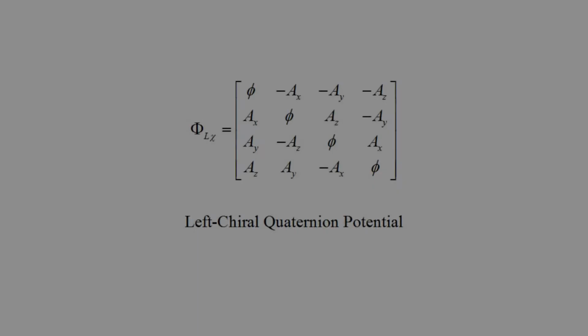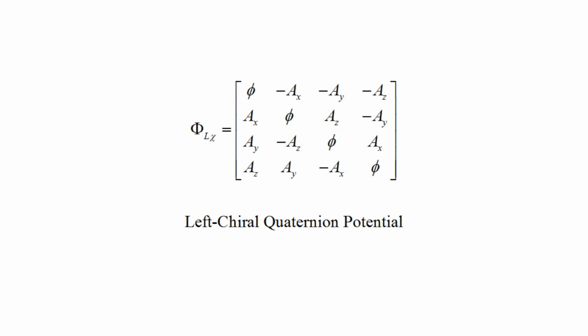Let me remind you that under the inner product operation within particle physics, a quaternion can be written as an ordered pair of complex numbers. So if you like, you could take the view that we are inserting a Pauli spinor into our energy-momentum relation. We will insert this left chiral quaternion potential into the equation as the field.